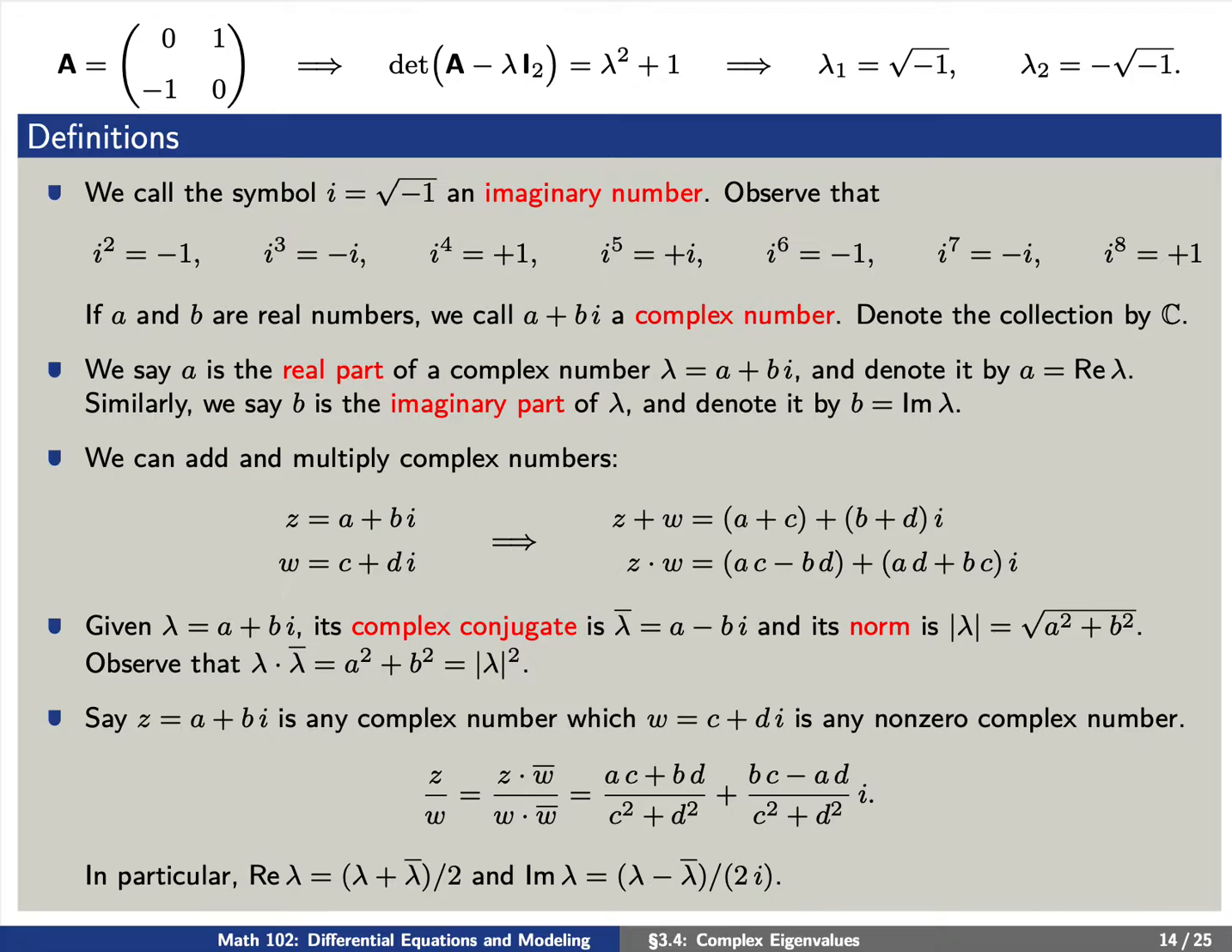So the quotient z over w is again a complex number, although the expression here is a little bit more complicated. I'd like to remark that we can also express the real part of a complex number lambda as lambda plus its conjugate divided by 2, and the imaginary part of a complex number lambda as lambda minus its conjugate divided by 2i.